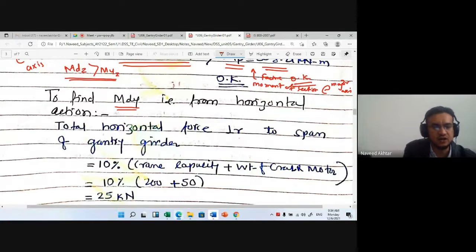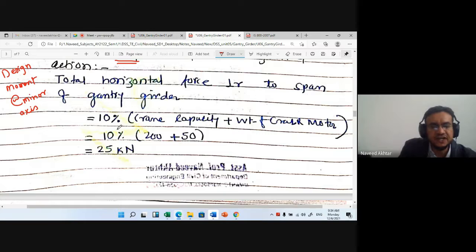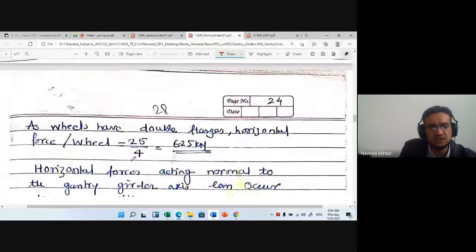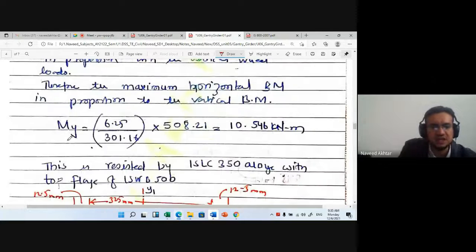So to find out the design moment about minor axis, we have to find. For that, 10% of crane capacity plus weight of crab you can consider, that is 25 kilonewton. Okay, 4 wheels are there. If we divide by 4 wheels, it is 6.25 kilonewton horizontal force. MUY is equal to 10.546 kilonewton meter. This we have already calculated earlier also.